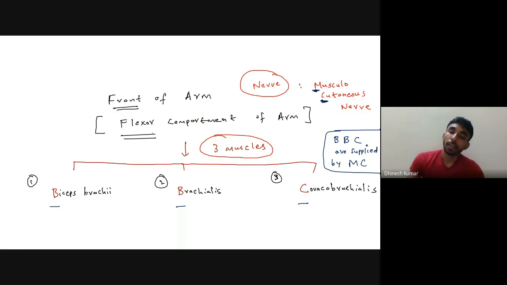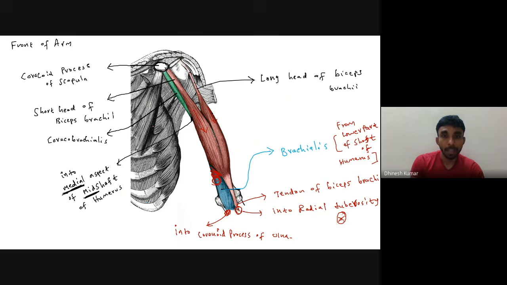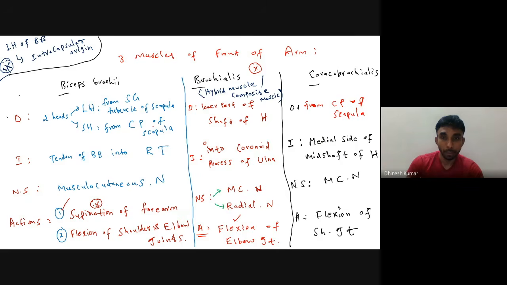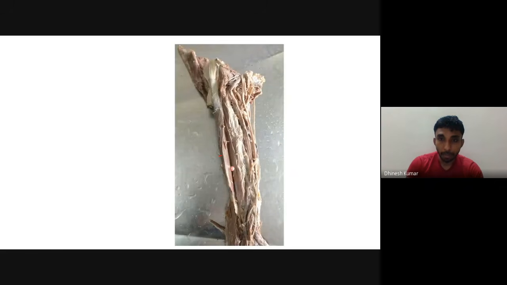Let's talk about the muscles of the front of arm. See this specimen. Here the biceps brachii muscle has been reflected, and they have pinned one muscle which is just deep to the biceps brachii and which is present only in the lower part of the arm. Any idea about the muscle I'm talking about? Yes, this is the brachialis muscle.